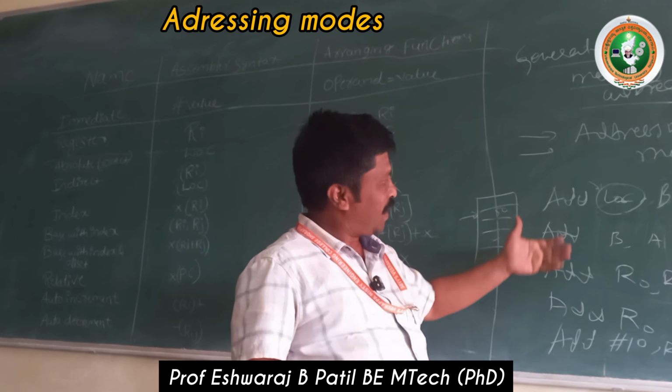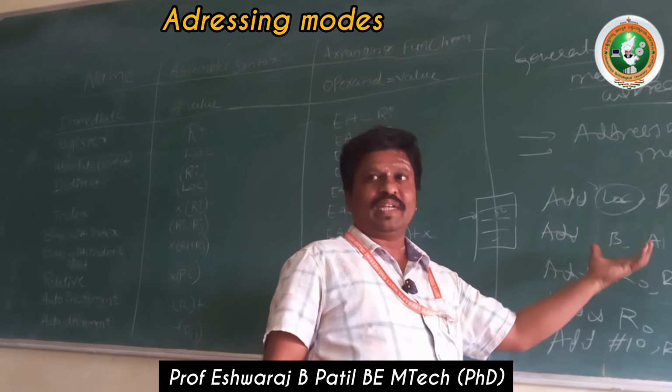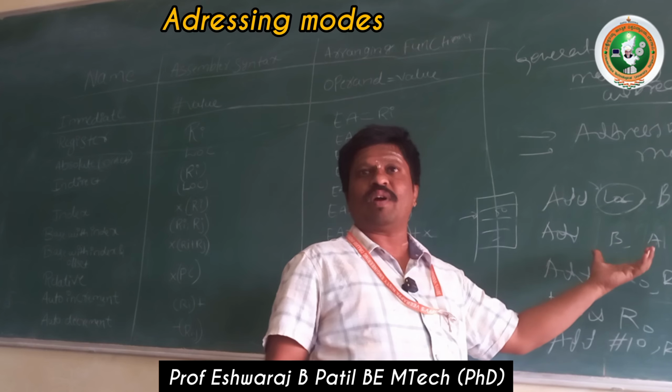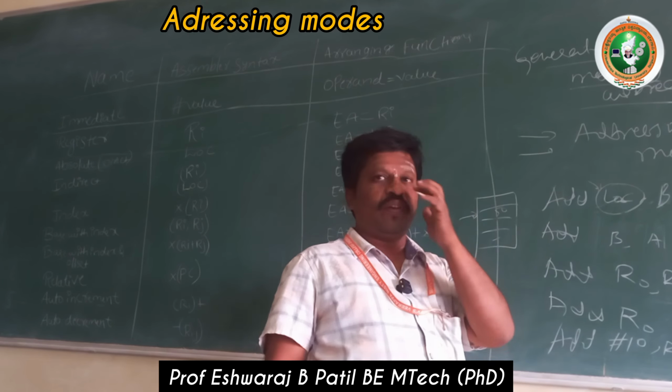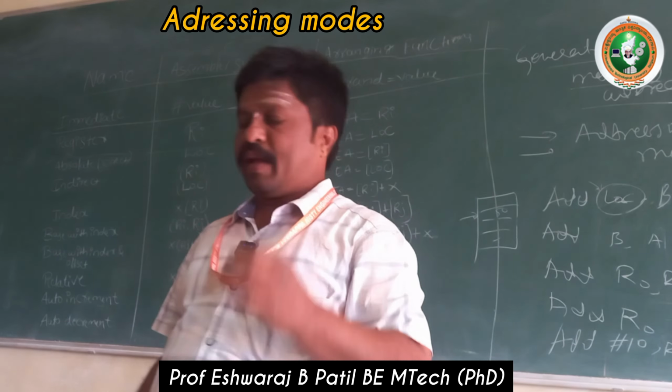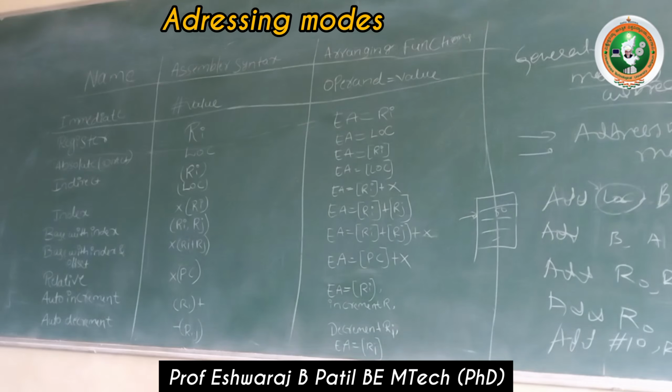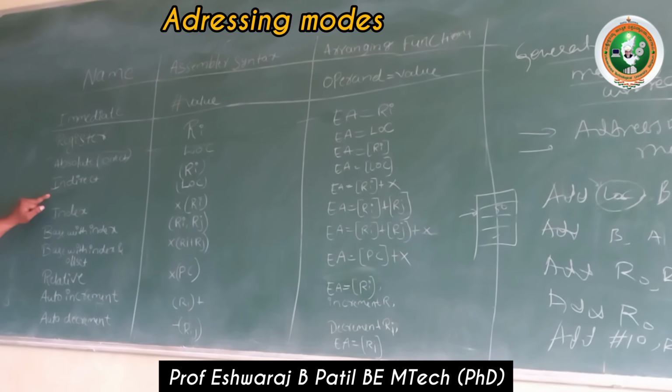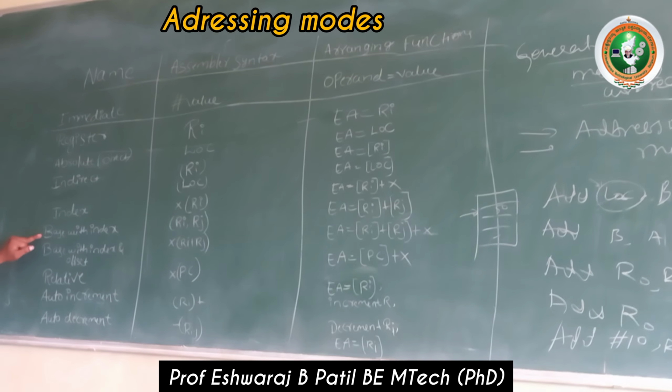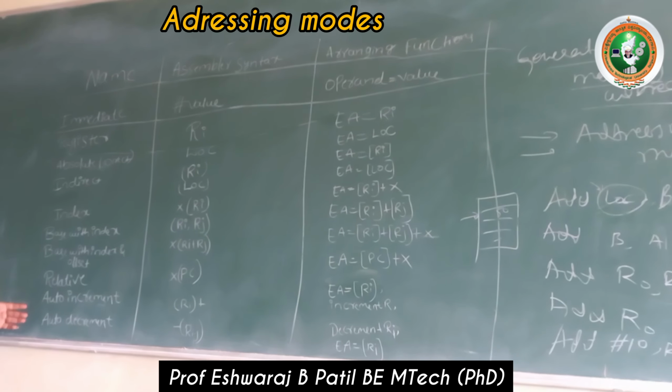Whatever operands we are mentioning here, those are to be considered as the addressing modes, the different ways. The different ways in which the operand is specified in an instruction we call the addressing modes. Okay, there are 8 addressing modes. One is the register addressing mode, absolute addressing mode, indirect addressing mode, index addressing mode, base with the index addressing mode, like this we have.